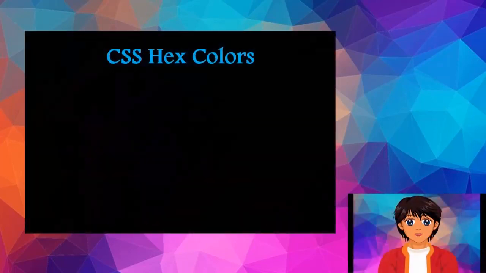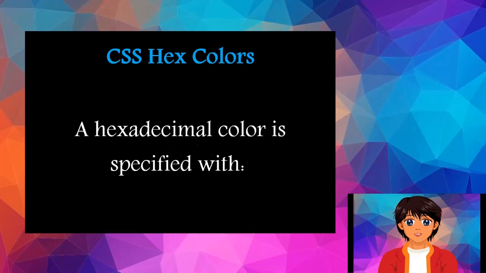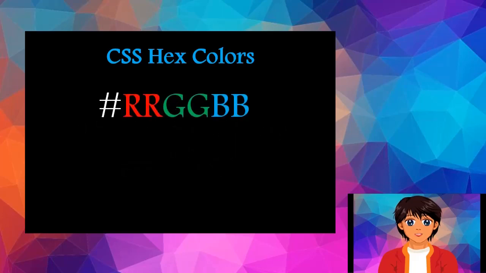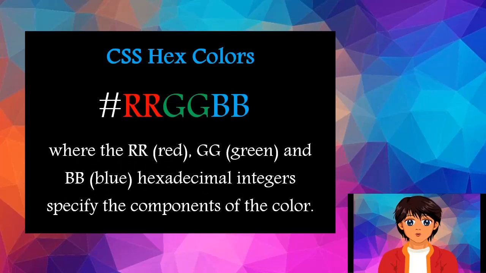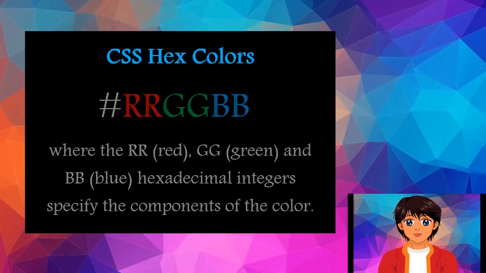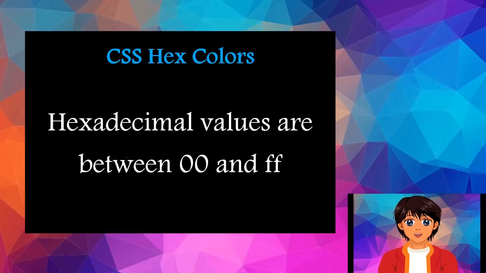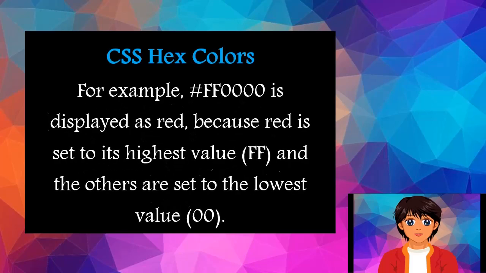CSS hex colors. A hexadecimal color is specified with #RRGGBB, where RR is for red, GG for green, and BB for blue. Hexadecimal integers specify the components of the color. Hexadecimal values are between 00 and FF, same as decimal 0 to 255. For example, #FF0000 is displayed as red because red is set to its highest value, FF, and the others are set to the lowest value, 00.